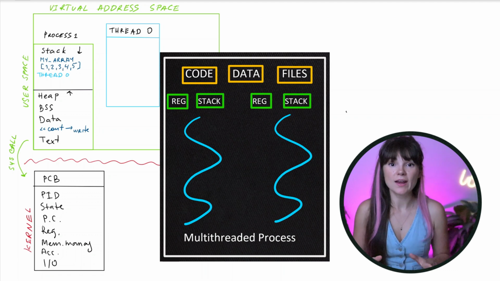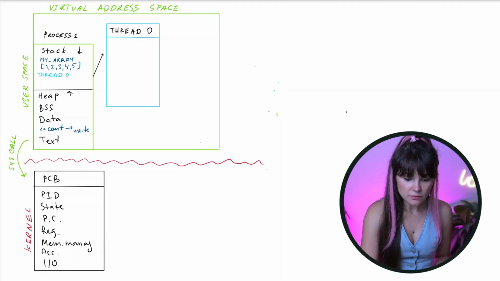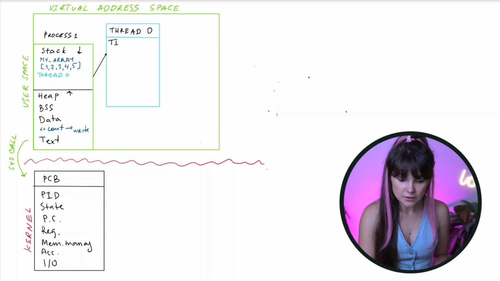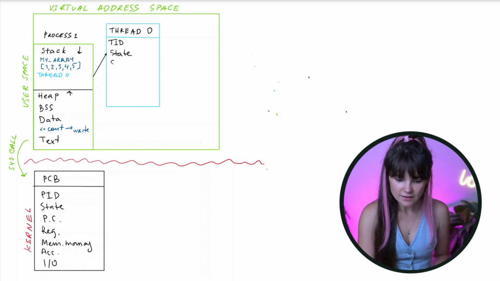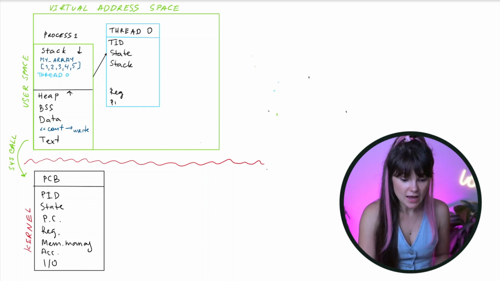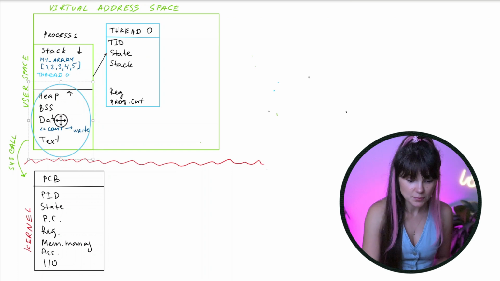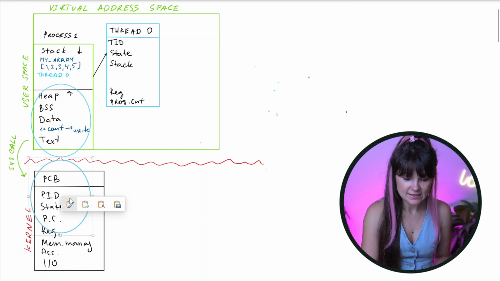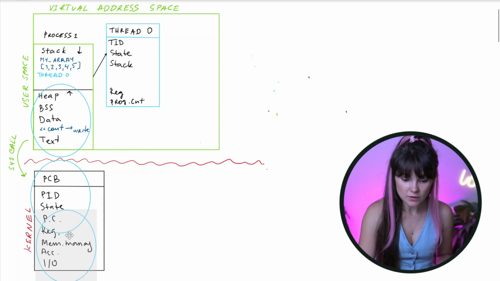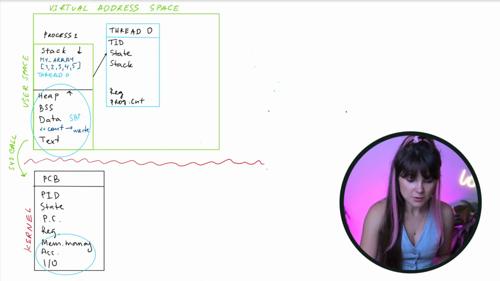As we can see, threads operate within the same virtual address space as the process they belong to. This is because they share some of the process's resources, but they execute independently. When a thread is created, it receives its own TID number, or thread ID, state, stack, registers, and the program counter. However, threads within the same process share certain resources, including the heap, BSS, text, and the data sections. Additionally, they collaborate in managing tasks like accounting, I/O, and memory management.